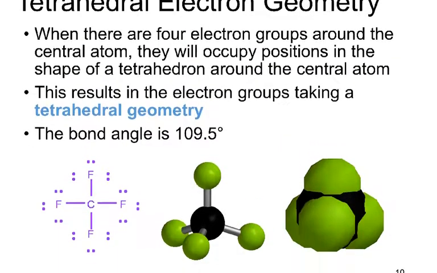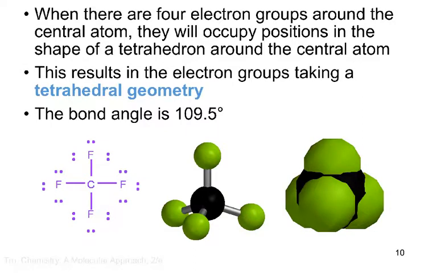For 4 groups, they're going to occupy the positions in the shape of a tetrahedron, which is what this shape here is. And our bond angle is 109.5 degrees. So 4 groups, tetrahedral geometry, 109.5 degrees.